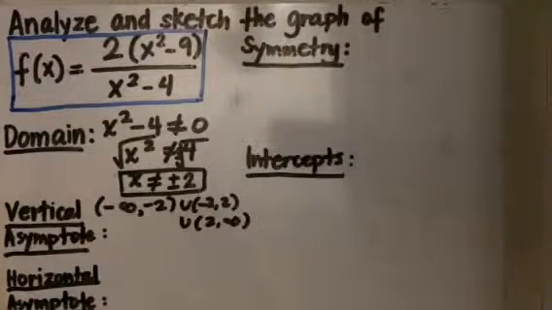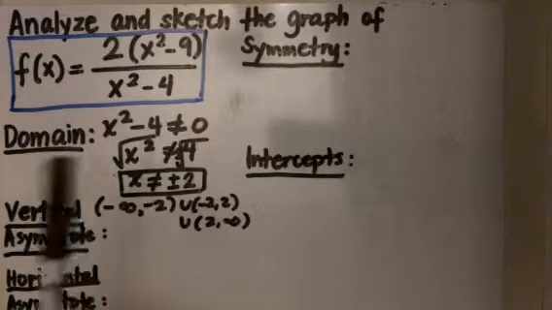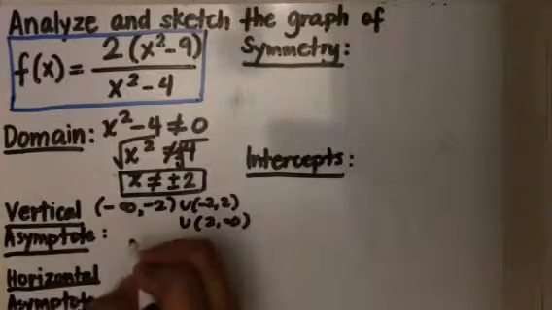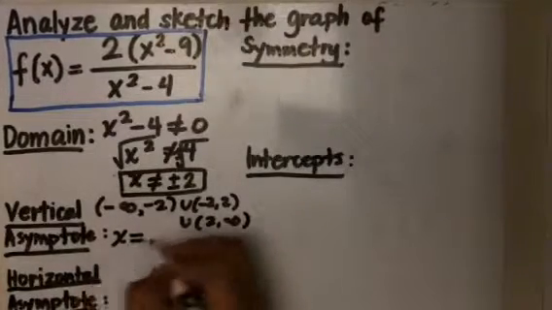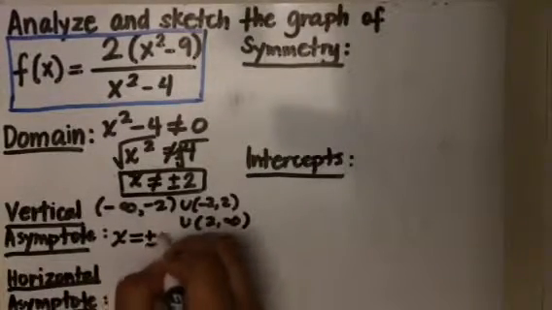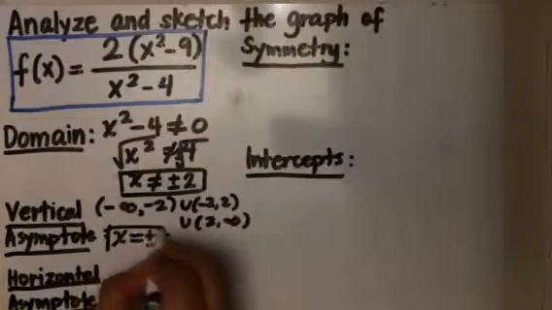And aside from the domain, we were also able to find the vertical asymptote just by finding the zero of the denominator. So we have the vertical asymptote as x equals plus or minus 2.